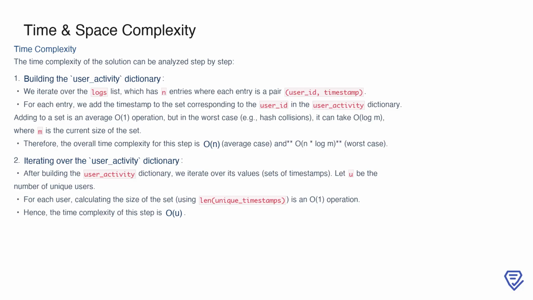As a result, the time complexity for this step is O(n) in the average case and O(n log m) in the worst case. Next, we iterate over the user_activity dictionary. This dictionary contains U unique users, and for each user, we calculate the size of their set of timestamps, which is an O(1) operation. Thus, iterating through the user_activity dictionary has a time complexity of O(U).